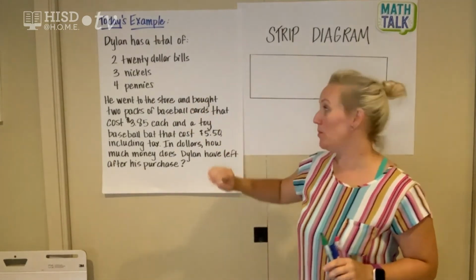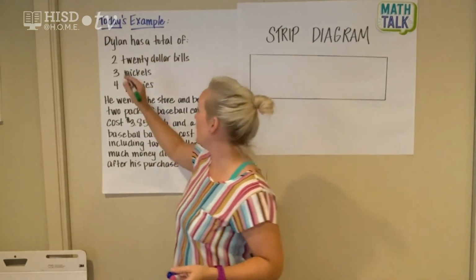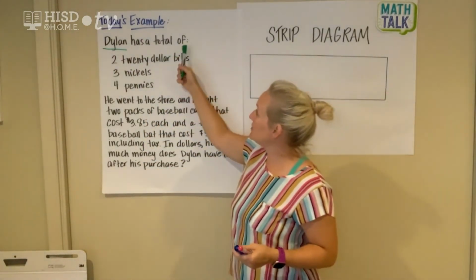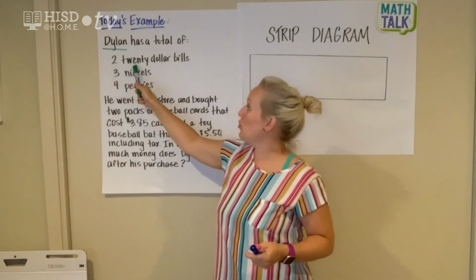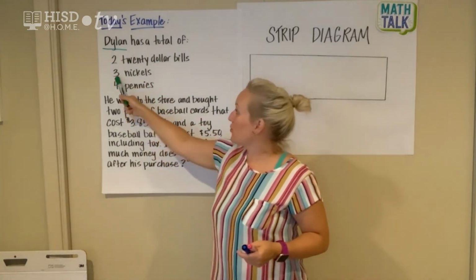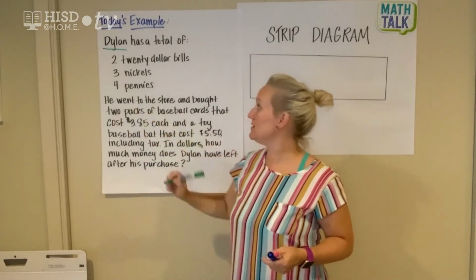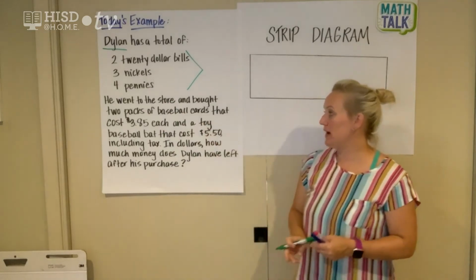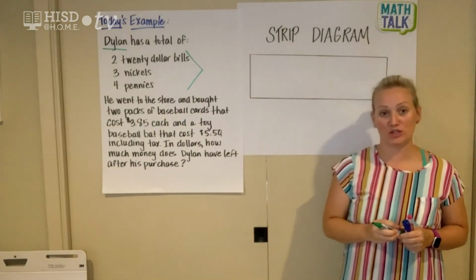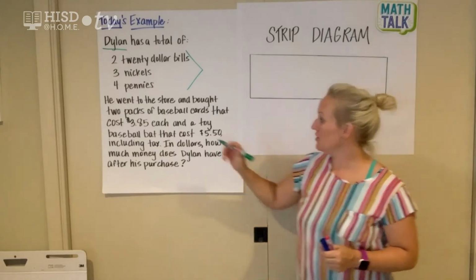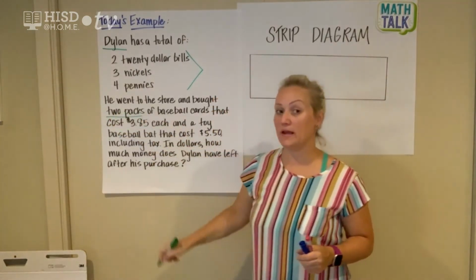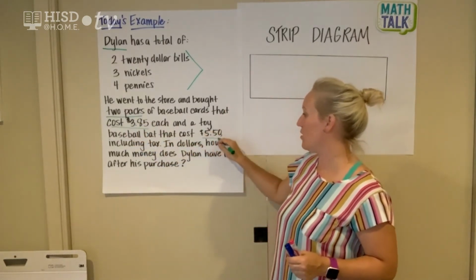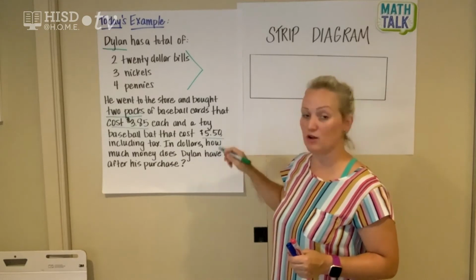Okay, last example. So Dylan, we have a new friend. Last time it was Alyssa, now it's Dylan. Dylan has a total of 2 $20 bills, 3 nickels, 4 pennies. So this is what he has. He went to the store and bought 2 packs of baseball cards that cost $3.85 each. 2 packs. Interesting. $3.85 each, and a toy baseball bat that cost $5.50, including tax.